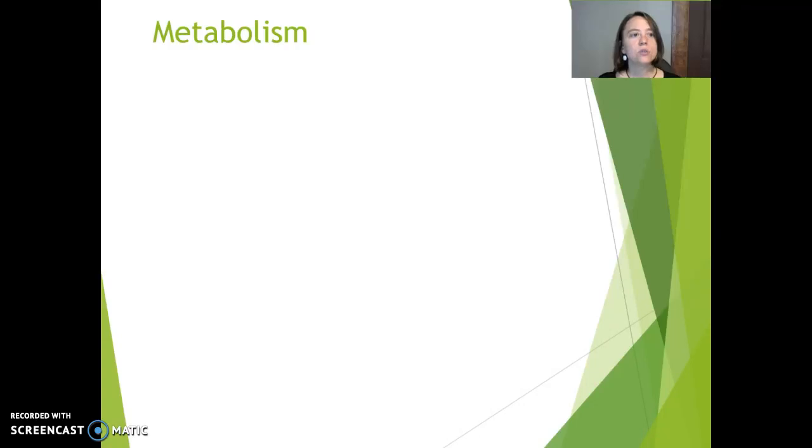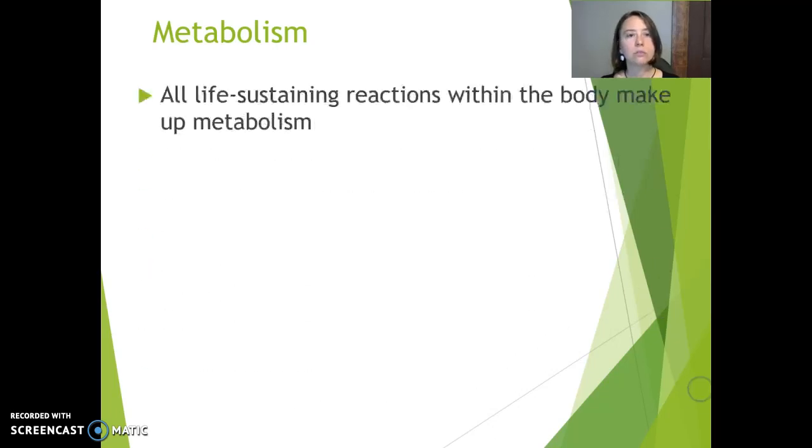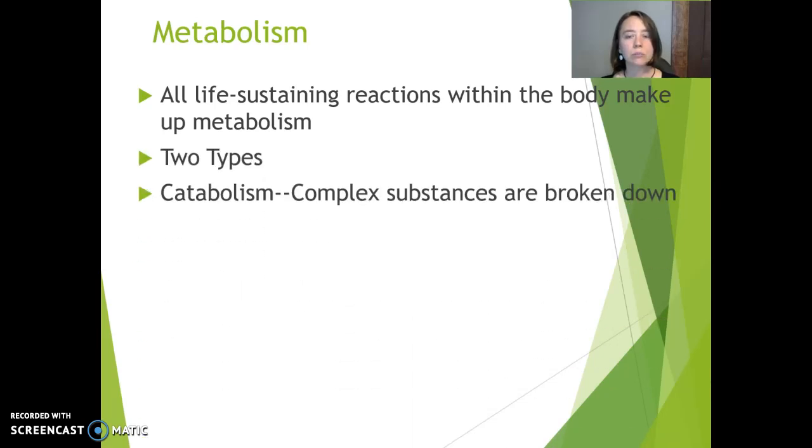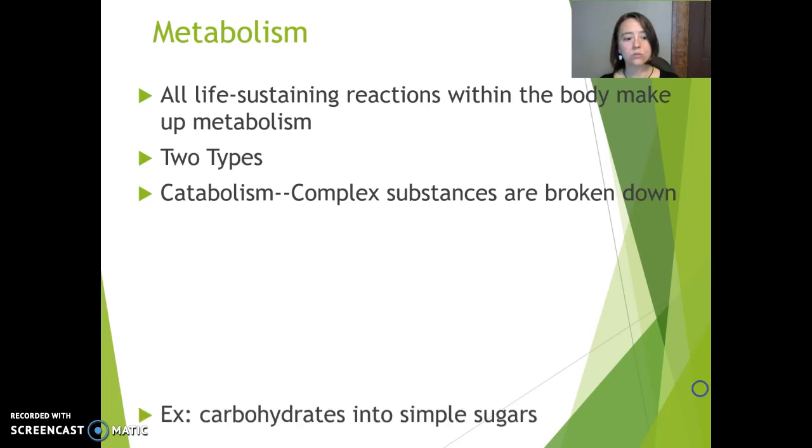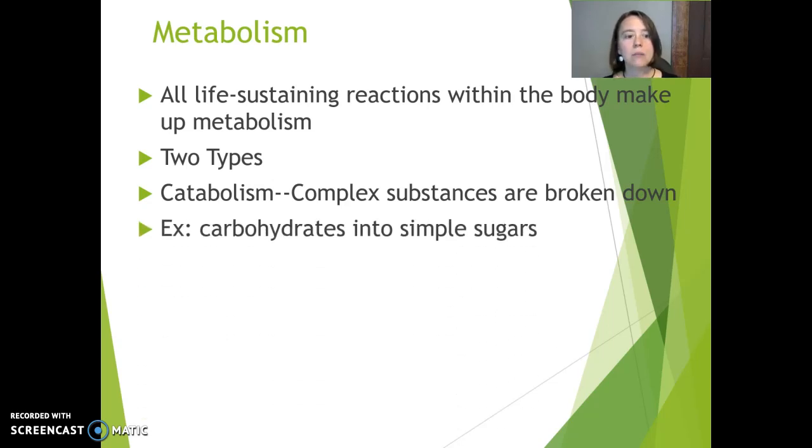So let's move on to metabolism. And metabolism is a more general description than perhaps what you're thinking about from food science. It is all life-sustaining reactions within the body make up metabolism. There are two types. Catabolism, where complex substances are broken down. For example, complex carbohydrates are broken into simple sugars.